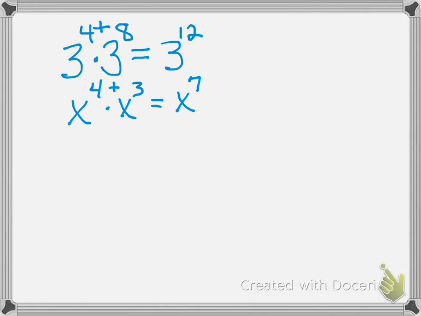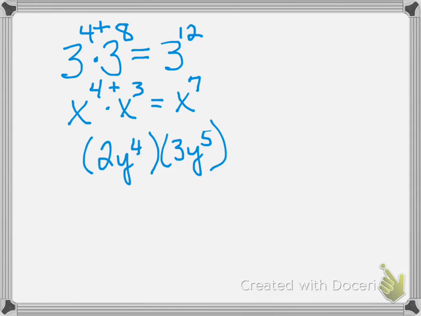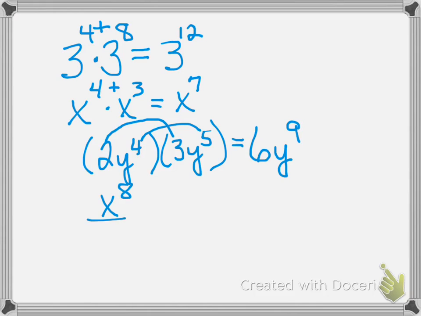Well, if we threw coefficients in there, so let's say we're going to take 2y to the 4th times 3y to the 5th. The 2 and 3 are not the same bases, so we have to actually multiply. This is a multiplication problem, and 2 times 3 would make it 6. And then y is the same base, and we would add the exponents of 4 plus 5, so 6y to the 9th power.